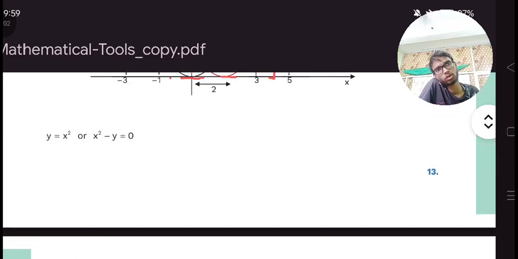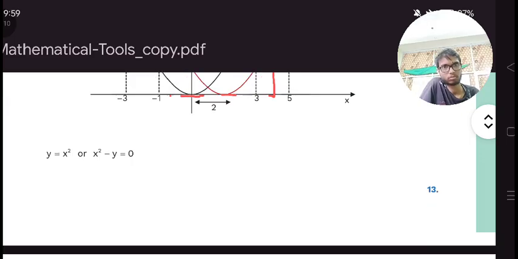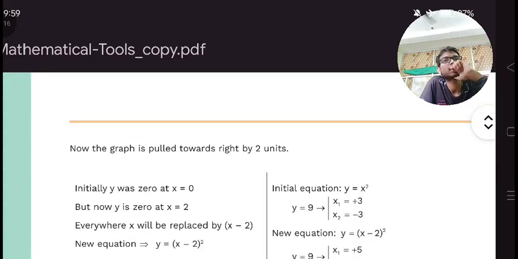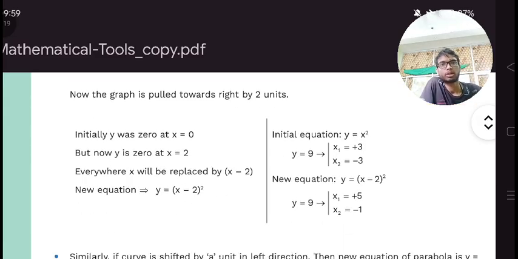y is equal to x square, y is equal to 0. Now the graph is pulled towards the right by 2 units. Initially, y was 0 at x is equal to 0. Now y is 0 at x is equal to 2. Everywhere x will be replaced by x minus 2.